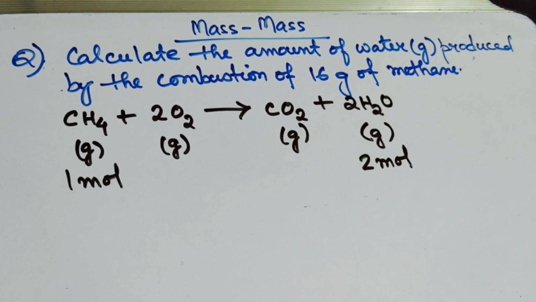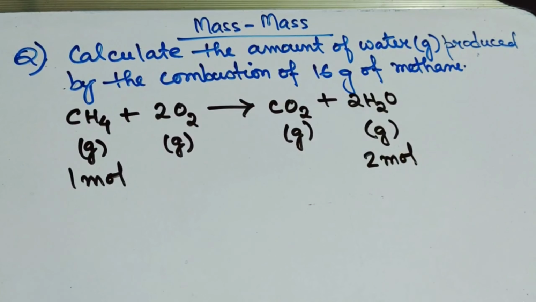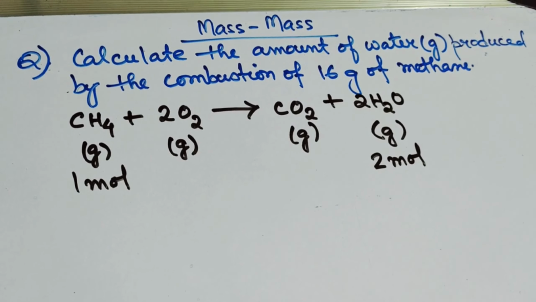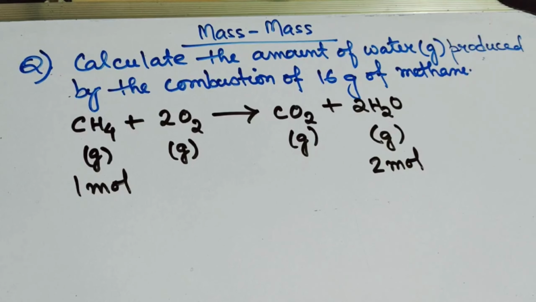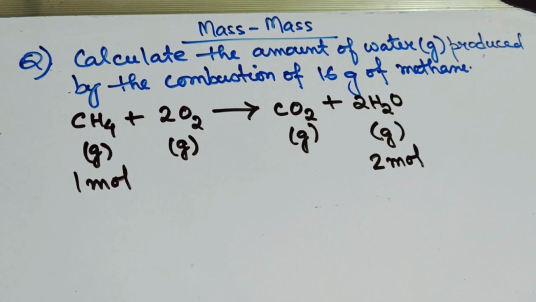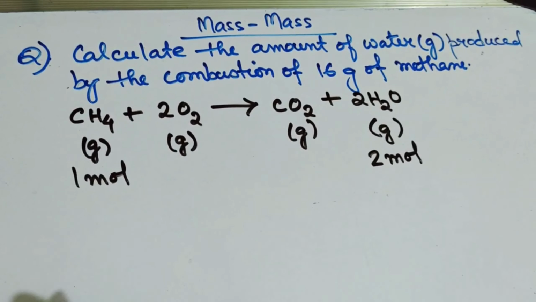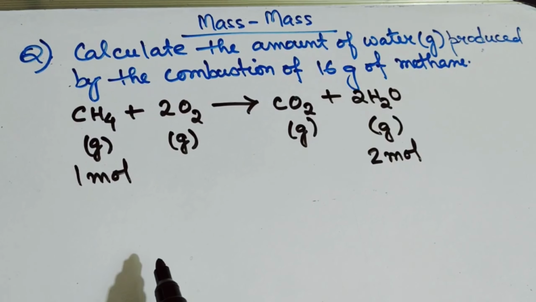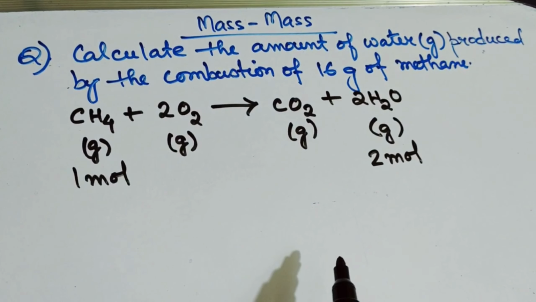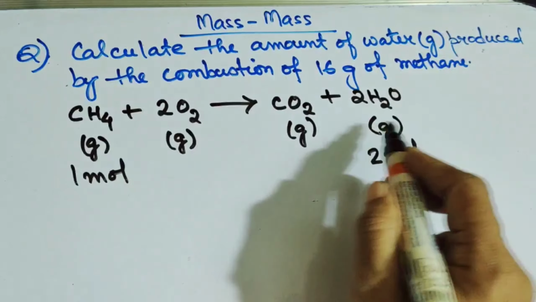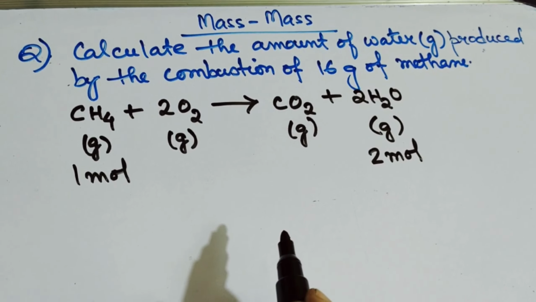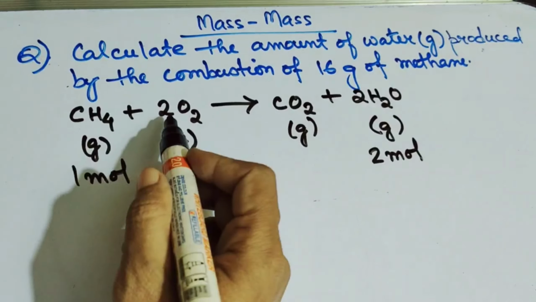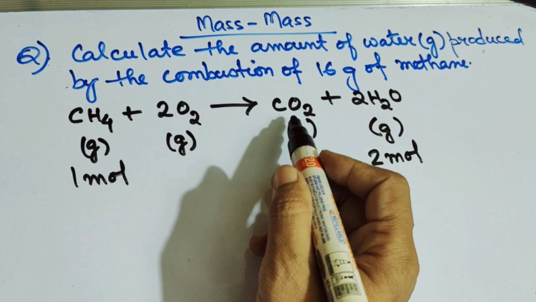Well, now we can see the mass to mass relation. Calculate the amount of water, (g) is written, that means in gaseous form, produced by the combustion of 16 gram of methane. So here we need to mention the states also. All are in gaseous form. Now how much is the amount of water produced by the combustion of 16 gram? From this equation, we can only talk about the stoichiometry, like what is the mole relation between the reactants and products. 1 mole of CH4 reacts with 2 moles of O2 to form 1 mole of CO2 and 2 moles of H2O.